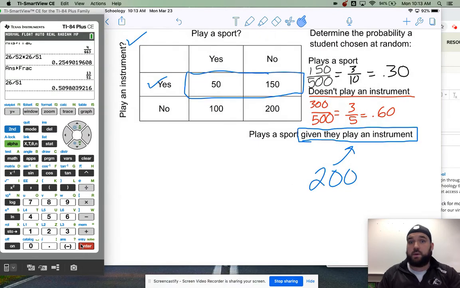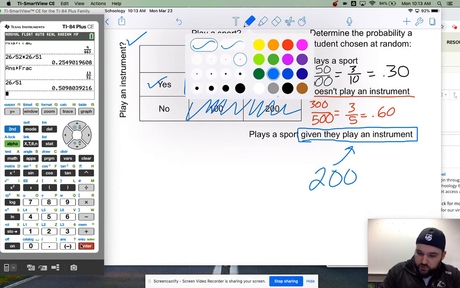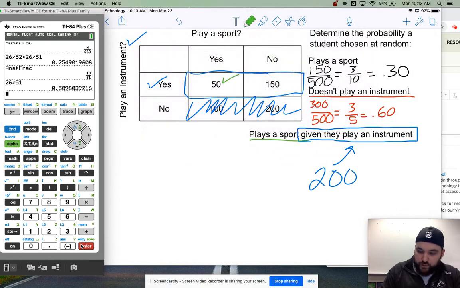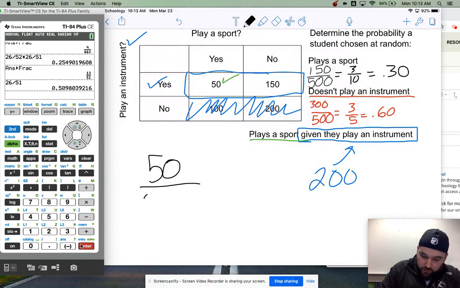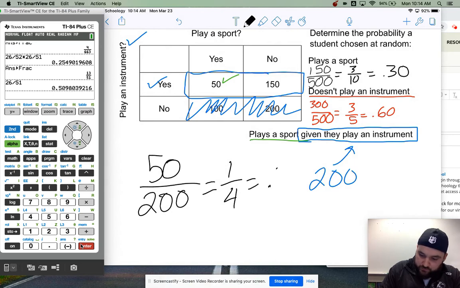Well, of those 200 people, only those 200 people, so I'm not even worried about this right now, how many of those people play a sport? It's only those 50 people. So the probability here would be 50, but not out of 500. It's only out of 200. The fact that the given event is that they play an instrument narrows down my sample space from all 500 people to just 200 people, because that's the number of people that I know play an instrument. So 50 out of 200 reduces to 1/4, which is 25%.